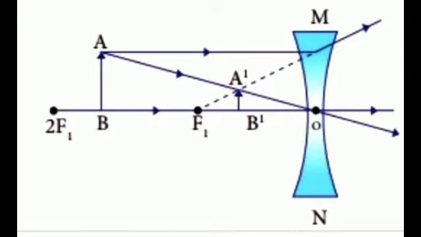From the figure, AB is the object. The image is formed between the optical center and focus. So, A dash B dash is the image. It is very small compared to the object.